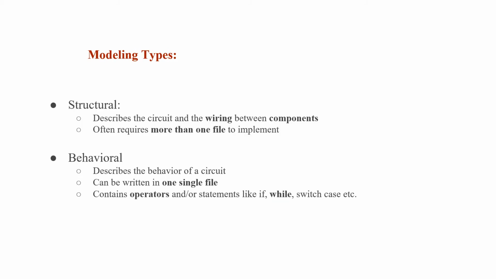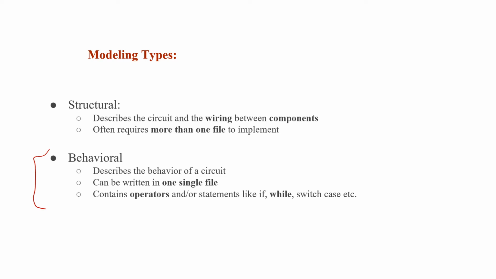There are two modeling types in VHDL, the structural and the behavioral. In this video, we'll focus on the behavioral modeling. The behavioral modeling describes the behavior of the circuit, and it can usually be written in one single file and contains operators such as the AND operator, the OR operator, etc. And it may contain statements like the if statement, the while statement, the switch, case, etc.